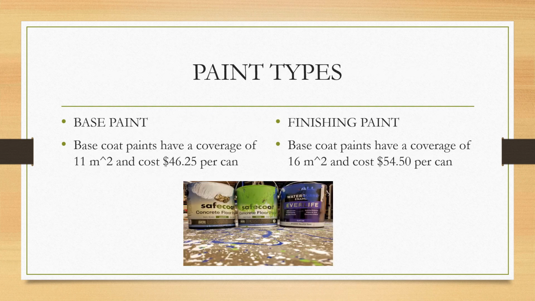So there are two types of paints. One is base paint and one is finishing paint. In order to apply finishing paint, we have to first apply the base paint. We have to coat the base paint, and on top of it, the finishing paint will be applied. So the coverage of the base coat paint is 11 meters squared and it costs $46.25 per can, while the finishing paint has the coverage of 16 meters squared and it costs $54.50 per can.